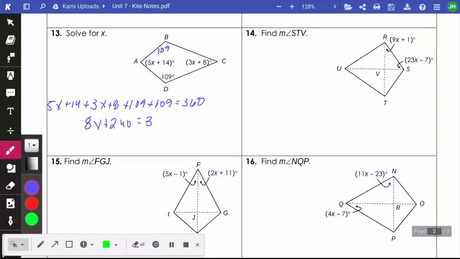240 equal to 360. Subtract the 240 from both sides, and we'll have 8x is equal to 120. If you divide both sides by 8, you're going to get x is equal to 15. Okay. Let's do number 14 because it's pretty different.